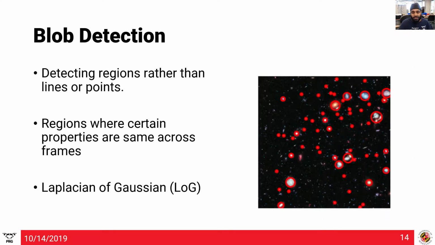Let's talk about blob detection. A blob is a region of an image in which some properties are constant or approximately constant. All the points in a blob, you see these red circles, right? These are the blobs in the image. All the points in the blob can be considered, in some sense, to be similar to each other.